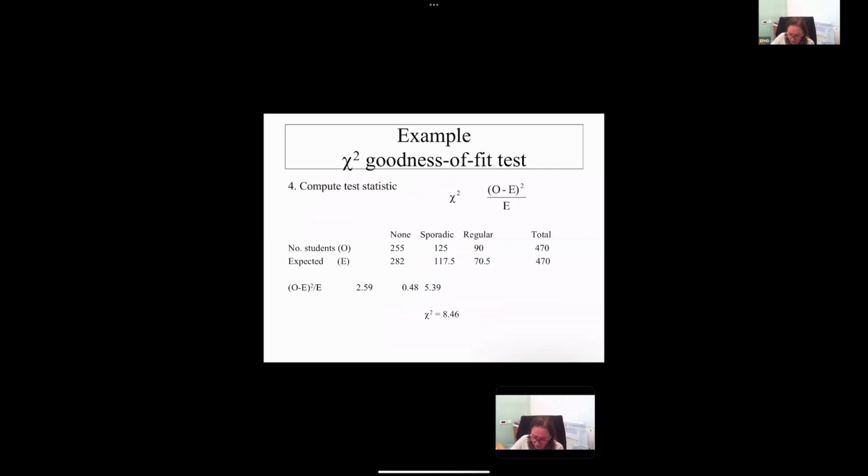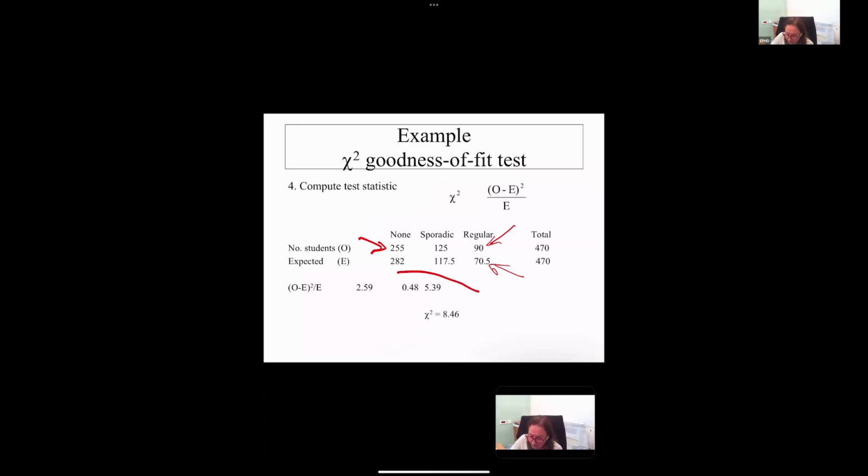So I do my calculation. Here are observed, expected. So this is what I got from the survey after the health promotion. This is what I observed. I went to 470. So I asked people, do you exercise? Yes, no, sporadically, regularly. I got this distribution. If H0 was true, I would have expected, instead of 255, 282.